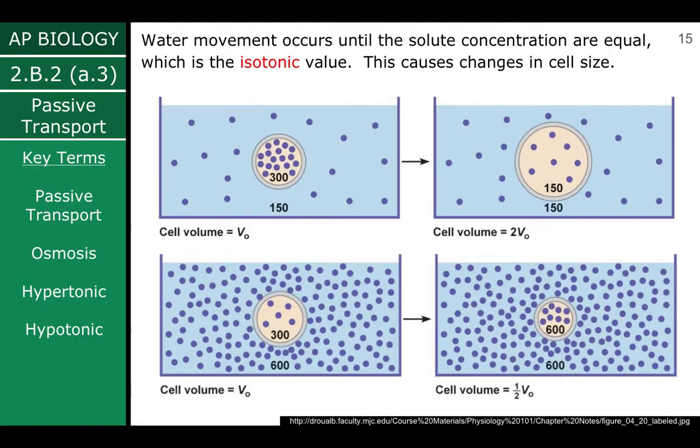Okay, water movement occurs until the solute concentration is equal, so that's isotonic. So isotonic means that the solute concentration on the outside is the exact same as the solute concentration on the inside. Note that there's still going to be water movement both in and out of the cell, but it's going to be more equal.